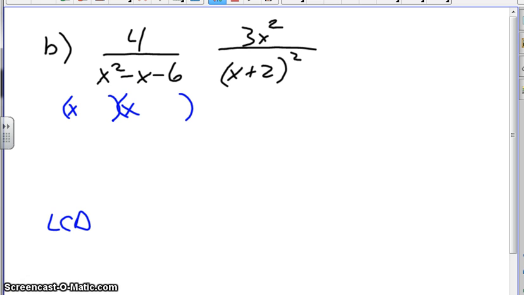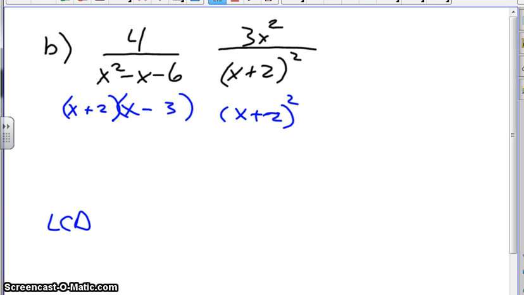And tell me, what are the factors? 2 and 3, so it would be negative, what? Wait, it would be negative 3 and positive 2. Okay, and then this one has x plus 2 happening twice. It's the square of a binomial, right?